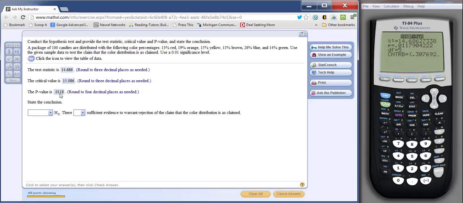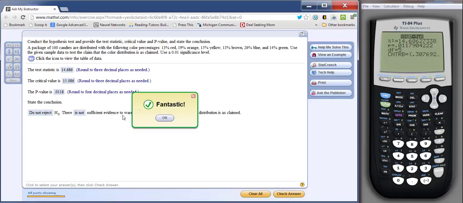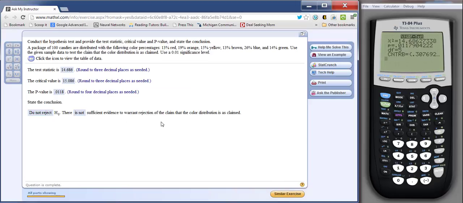So if we compare this 0.0118 to the significance level, we're actually going to fail to reject H0, or do not reject H0. So that means that there is not evidence to warrant rejection of the claim that the color distribution is as claimed. So that's fantastic, and well, we're done with that problem, so good luck in the future.